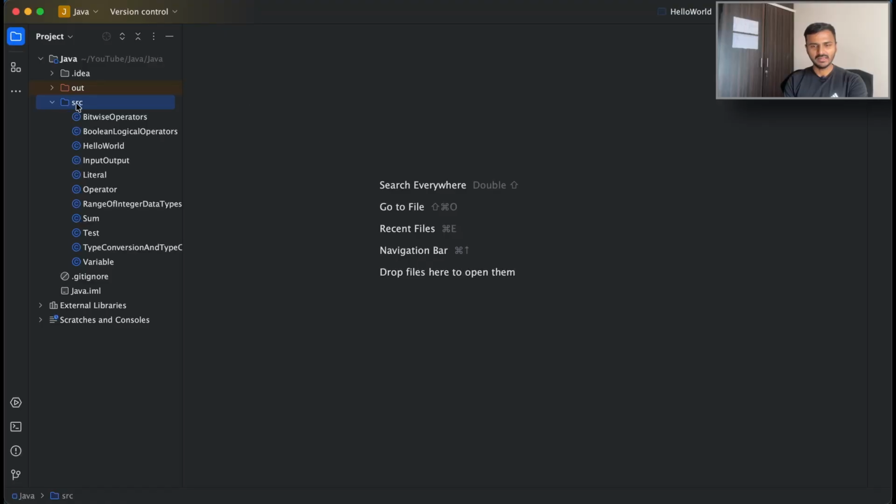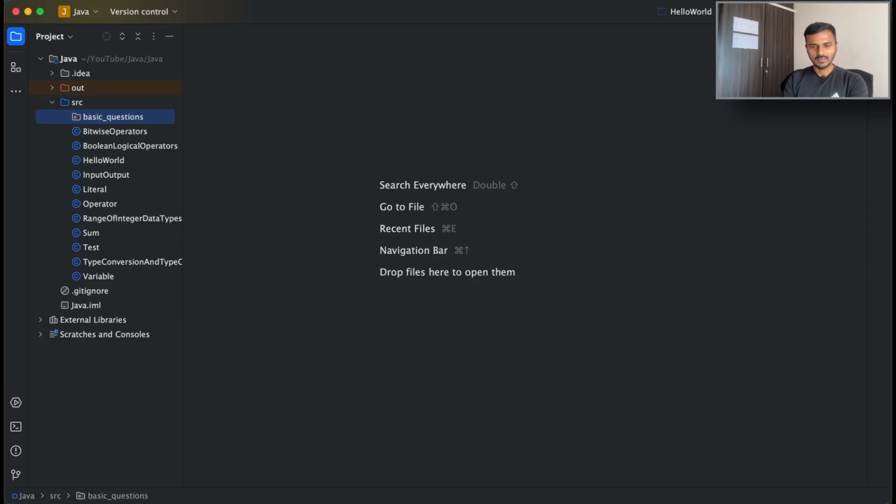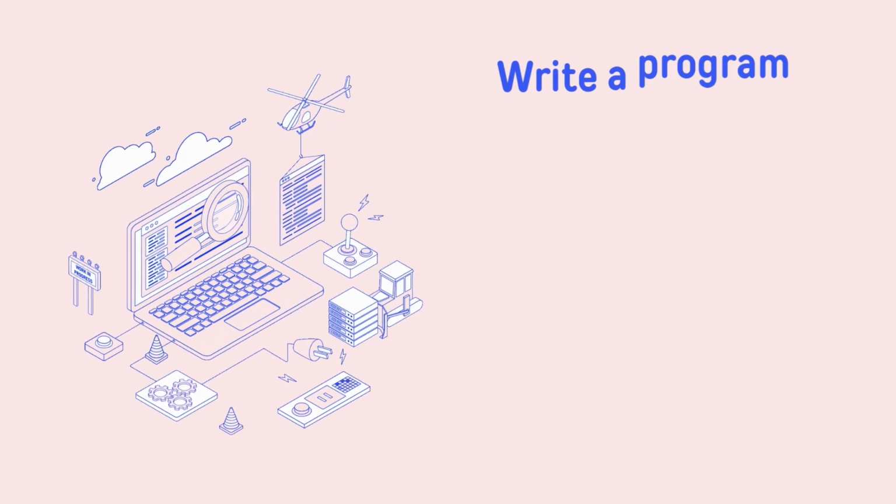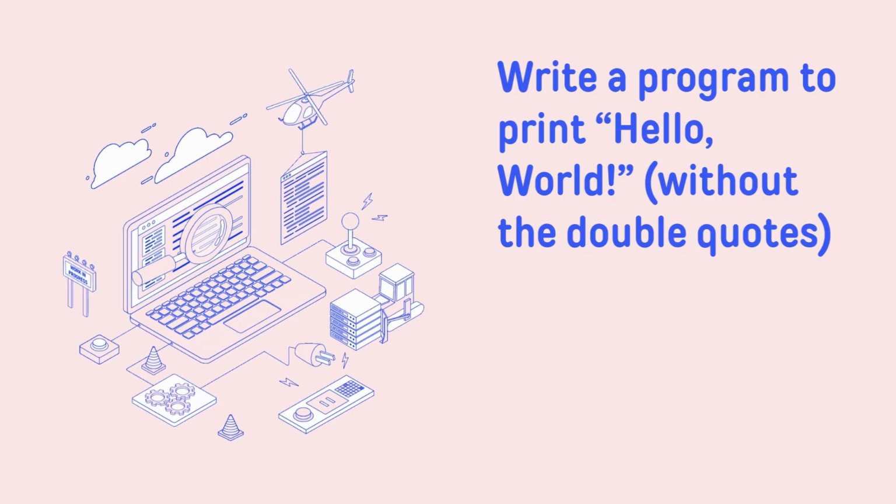But before we get started with the first question, let me quickly create a new package or folder, and let's name this package as basic questions. Now I'll use this package to create classes to write code. So the first question is pretty simple. It is to print hello world on the screen.